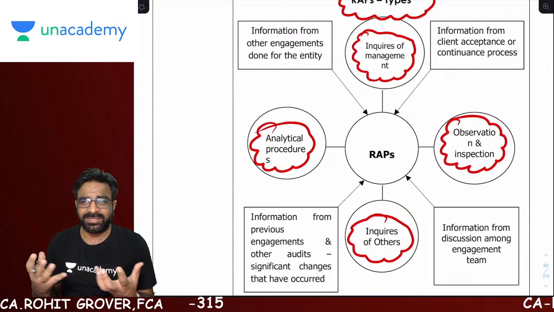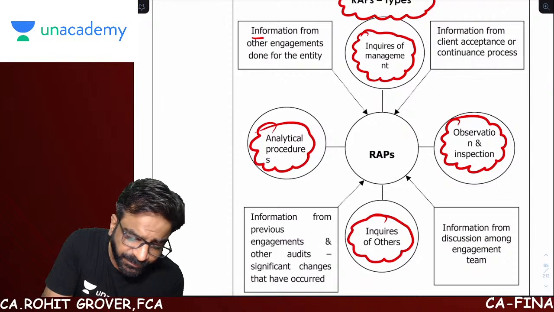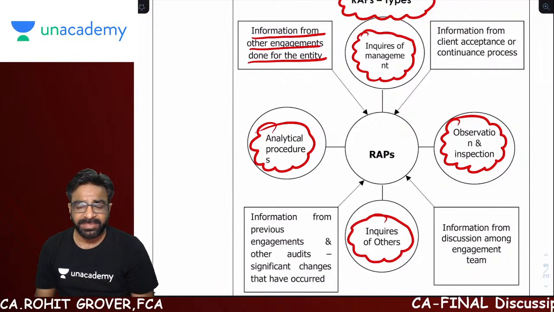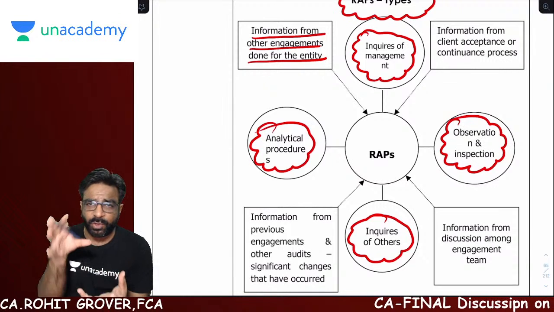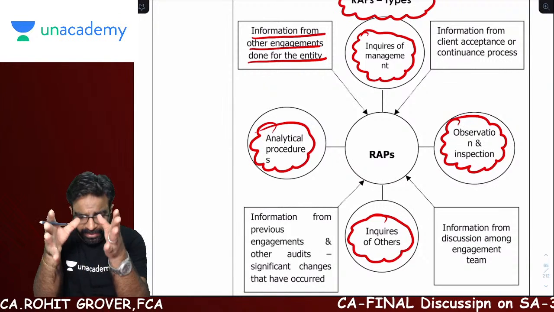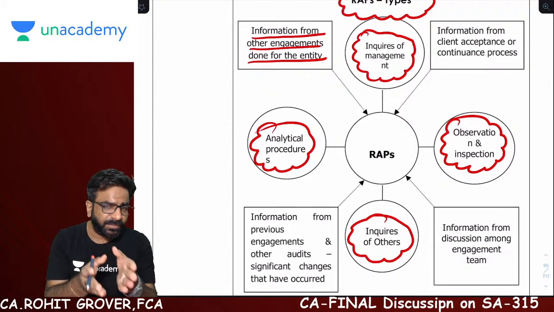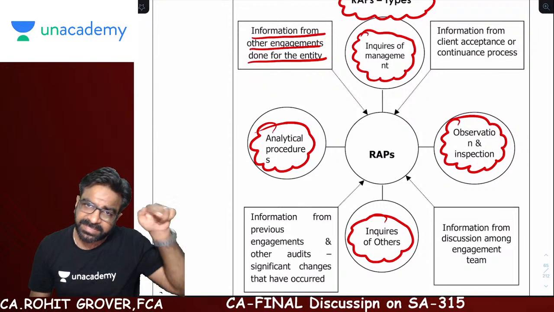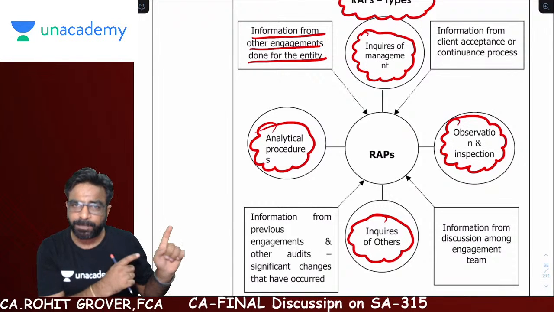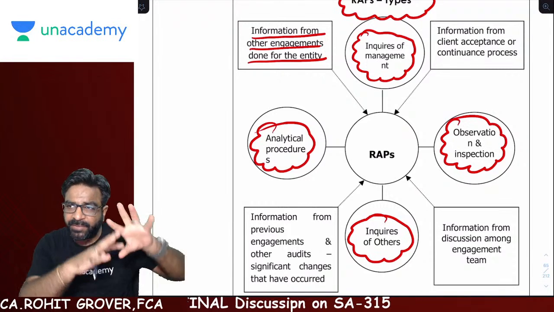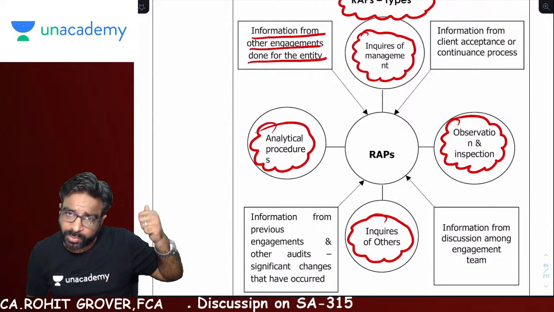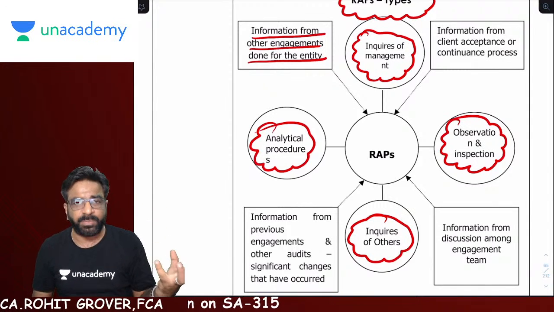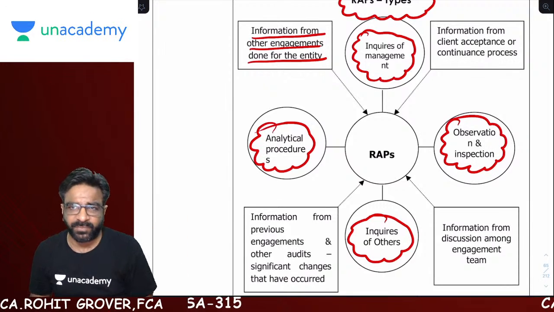So these are the various risk assessment procedures. Now, what are the other things in the risk assessment procedures? Information from the other engagements done for the entity. There may be a chance that some of your other partners might have done other kinds of engagements in the same entity. So you can talk to your partner and ask him about the various types of risk he got to know when he was doing other engagements in the entity. That is called information from other engagements done for the entity.